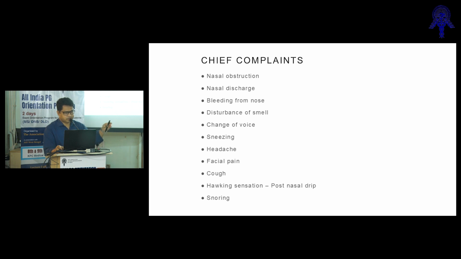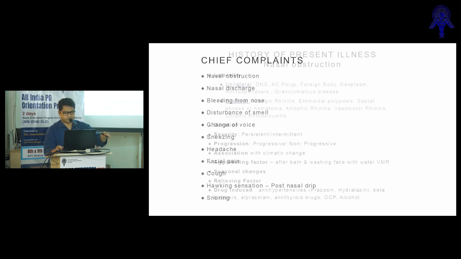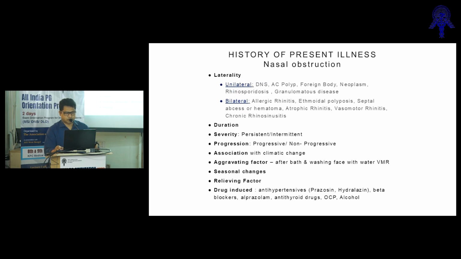So starting from nasal obstruction, nasal discharge, bleeding from the nose, disturbance of smell, changes of voice, sneezing, headache, facial pain, cough, hawking sensation, and snoring. These are the main chief complaints. So they should be elaborated in your present illness part, the history of present illness. So this is how it should be elaborated.